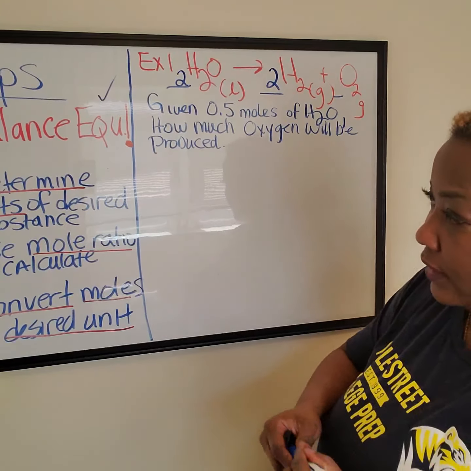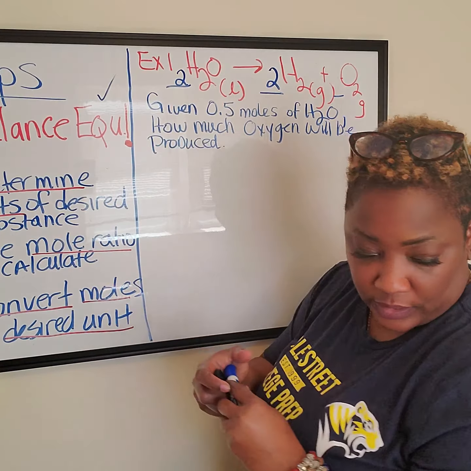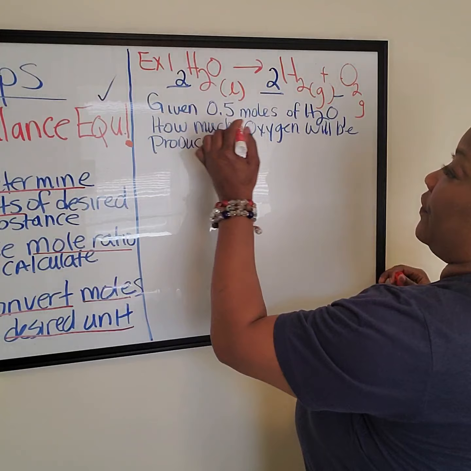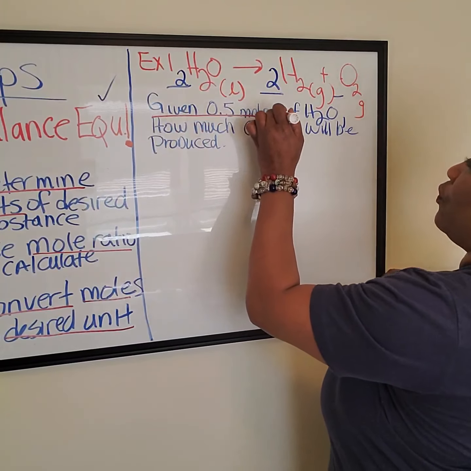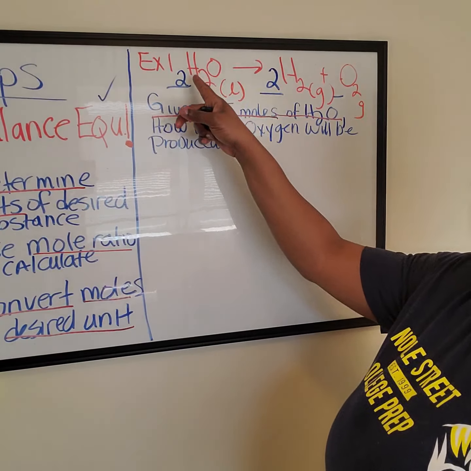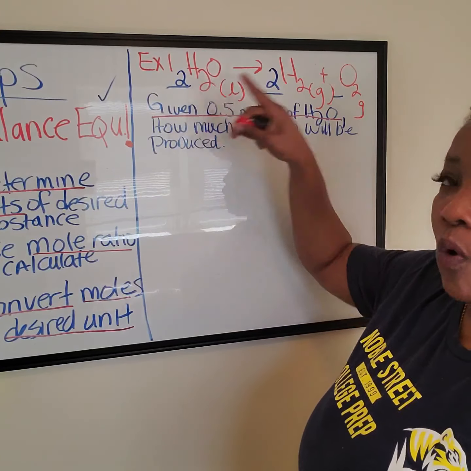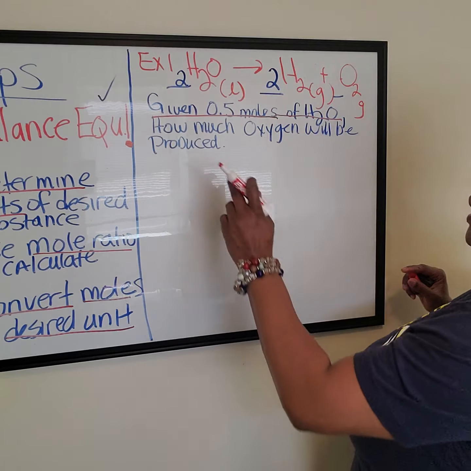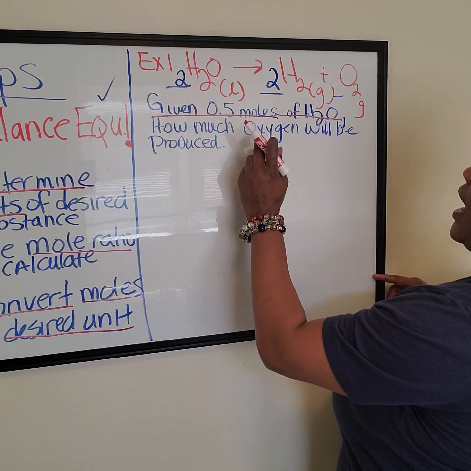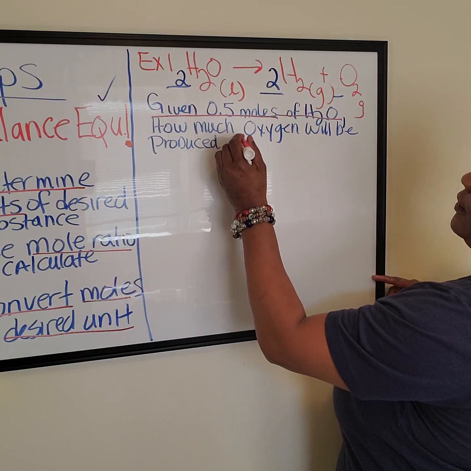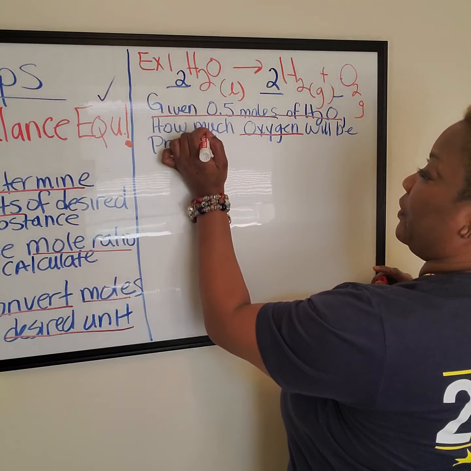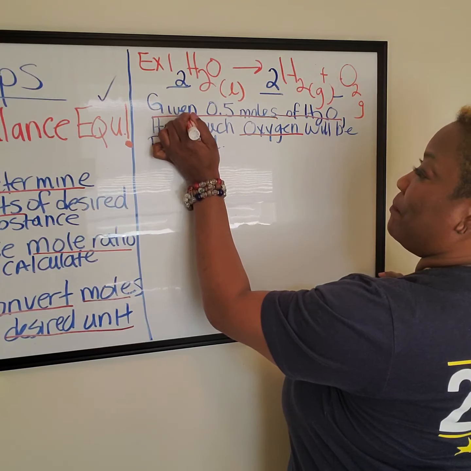So let's take a look at this question. What is it telling us? Because we need to determine what units is desired. What is desired? So we are given 0.5 moles of what? Water. So they tell us the number of moles of water that we have. And again, it's in the units of moles. But the question asks how much oxygen, okay? And so we would have to be specific. How many moles?